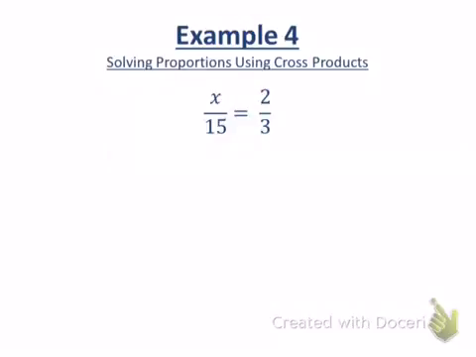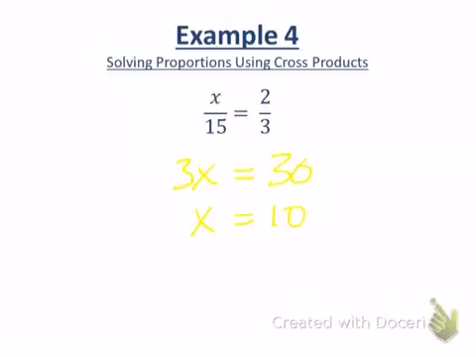So here's an example. Solve this proportion using cross products. Not using your powers of observation, not doing it in your mind. Use the cross products to solve. So if we're using cross products to solve, what would the next step in this equation look like? 3x equals 15 times 2. 15 times 2 is 30. And so x equals 10.